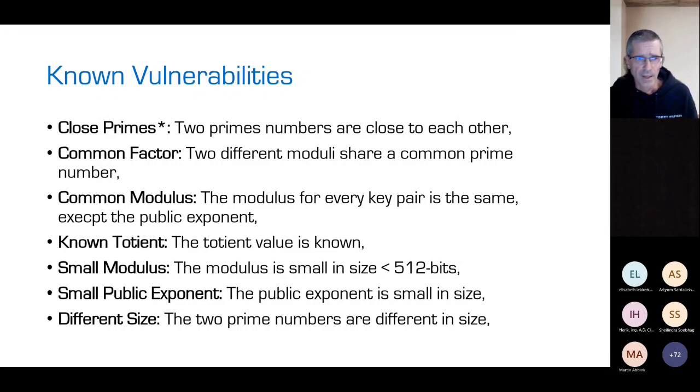Another problem that we can have here in the second one is common factor. This means that when we have two certificates on the internet, these certificates will have two prime numbers, of course, but one of the two prime numbers is the same over the two certificates, meaning that they share a common prime number. And the more certificates you have on the internet, I think the chance that the prime number will be common in another certificate will be very high.